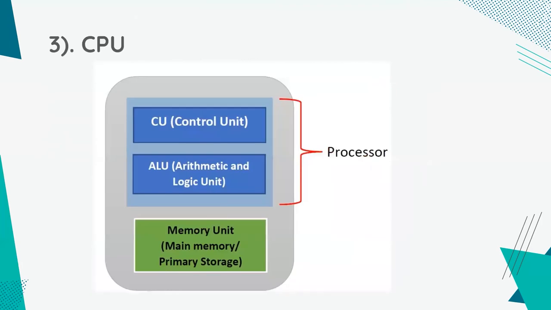The next main component we are going to talk about is the central processing unit, which is the CPU. The CPU consists of two parts, which are the processor and the memory unit. In the processor, there is the CU and the ALU. CU is control unit and the ALU is arithmetic and logic unit. In the memory unit, there's the main memory, which is the primary storage.